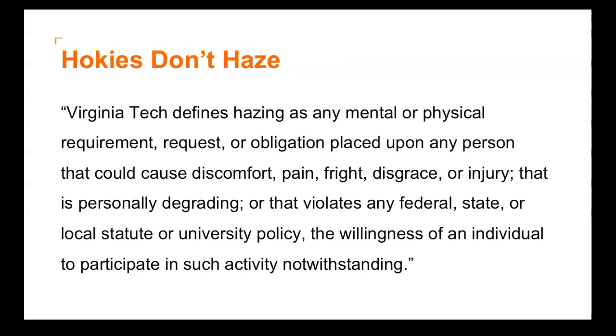Hokies do not haze. Hazing is both a violation of the Hokie Handbook and a criminal offense in the Commonwealth of Virginia. Hazing is unacceptable and is not tolerated by the university. The Hokie Handbook defines hazing as the following: any mental or physical requirement, request, or obligation placed upon any person that could cause discomfort, pain, fright, disgrace, or injury, that is personally degrading or that violates any federal, state, or local statute or university policy, the willingness of an individual to participate in such activity notwithstanding.